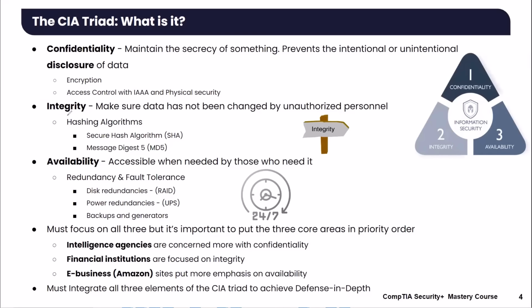Another piece in the CIA is the I, the integrity. Integrity has to do with the modification of data. What we're trying to do with integrity is make sure that data has not been changed, has not been altered by unauthorized personnel, right? Keeping things original. That's really what we care about when it comes to integrity.